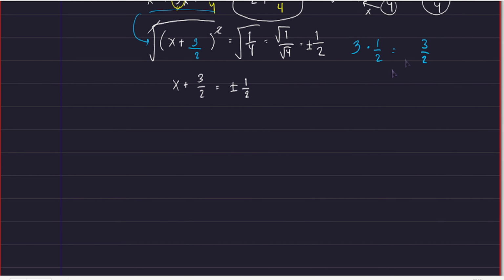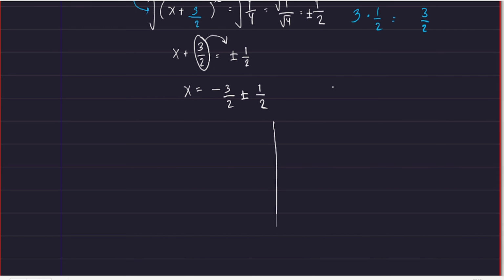Ngayon, you have x plus 3 halves equals positive negative 1/2 here. To isolate the x sa left-hand side, you need to move this 3 halves here from left-hand side to right-hand side. And since positive siya sa left-hand, magiging negative siya pag nilipat mo. So, the final equation, bago natin mahanap yung value ng x, would be x is equal to negative 3 halves, positive negative 1/2. Since we are dealing with positive negative here, magkakaroon ng dalawang sagot dito.